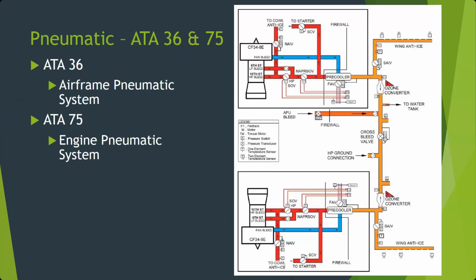Shown on a diagram, here's our engine with bleed air coming off of it. And here you can see a firewall on our diagram. The NAPRSOV right here is that division point. Sometimes the pre-cooler is on the engine side, sometimes the pre-cooler is on the airframe side. It just depends on where the pre-cooler is physically located.